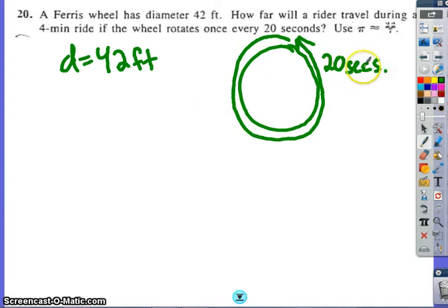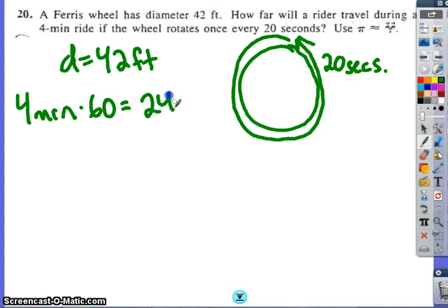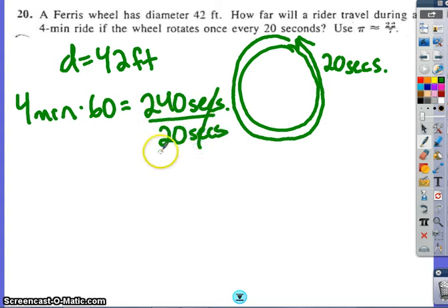So the first thing I'm going to do is talk about how many times we're going to go around the wheel in a 4-minute ride. If you have 4 minutes and you multiply by 60, that takes you to seconds, and that's going to give you 240 seconds that your ride lasts. Every 20 seconds, I'm going to divide this by 20 seconds. Those are going to go away. If we divide this, we get 12, and this is talking about the rotations. We're going to go through 12 rotations.